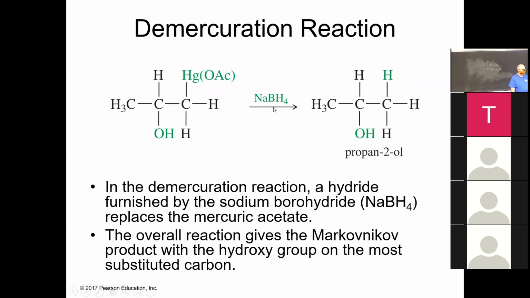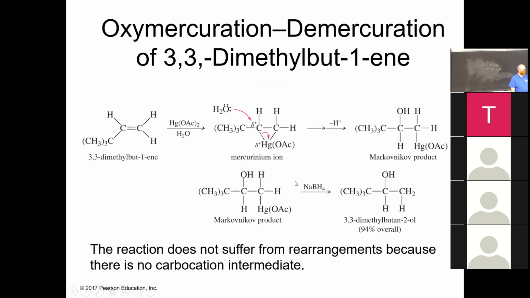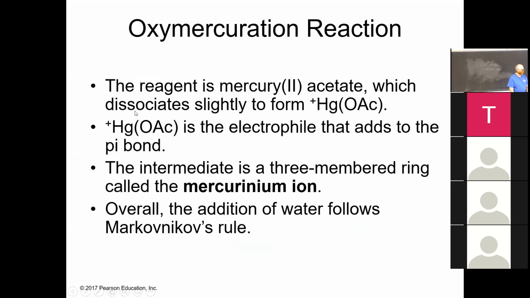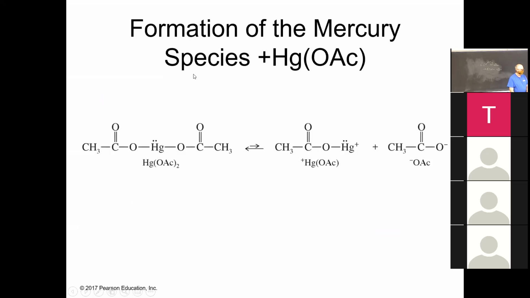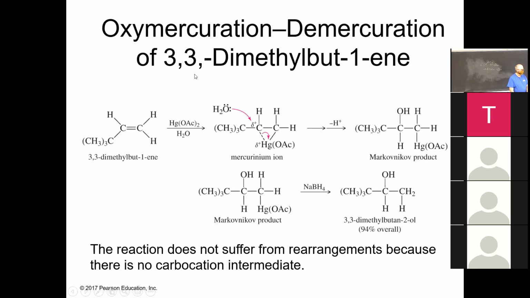Then sodium borohydride replaces the mercury with a hydrogen. So the advantage to this is it prevents rearrangement. Here's one specific example. This is the same alkene that we used just a minute ago, back here, and we saw the methyl shift take place. With oxymercuration-demercuration, we form this 3-membered ring which prevents the methyl shift.